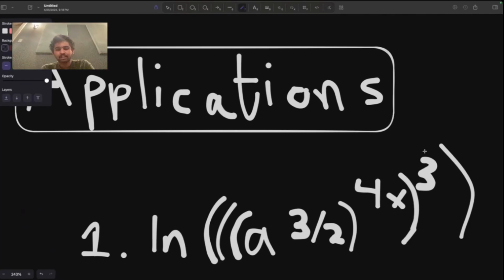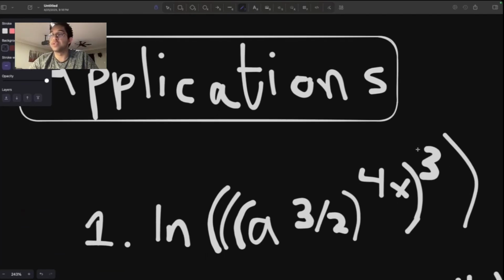You could just multiply the a to the power of 3/2 by 4x and then multiply that by 3, which would get you a to the power of 6x times 3, or a to the power of 18, and move that to the front. So it's 18x ln a. Yeah, that is the easier way to do it, but because this is more of a conceptual video, I'm going to go over the more brute force method, and then we'll get into the easier one later.